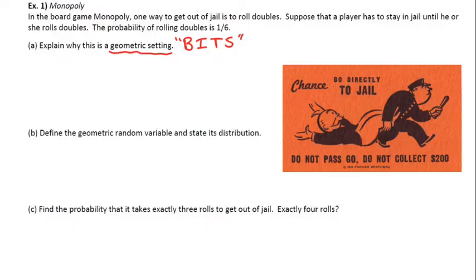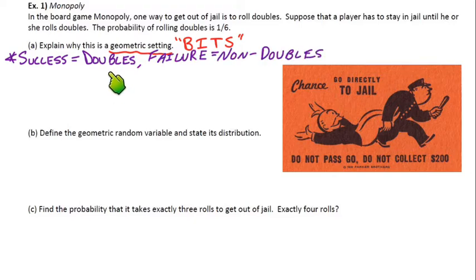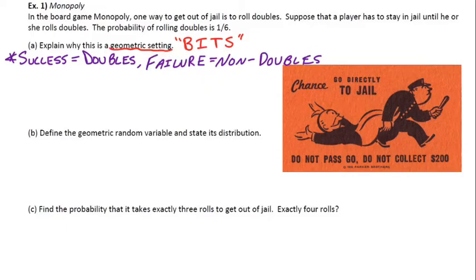So the B, the binary part, well, there's either a success or a failure. In this case, a success means you rolled doubles and you got out of jail. A failure would be you didn't roll doubles and you're still in jail for this turn. So the binary condition is met. You got successes or failures. And then we know the probability that you roll doubles is 1/6. So P, the probability of success, is still going to be 1/6 for all the rolls. So that means the S condition is good. Right? Same probability of success for all trials.